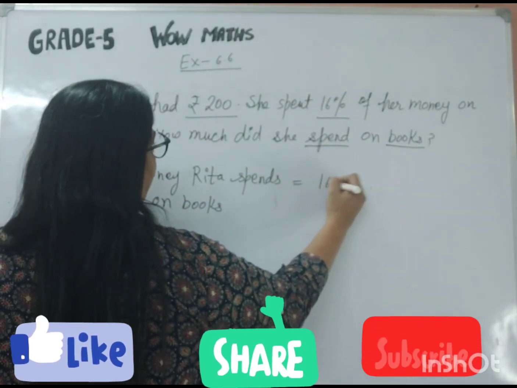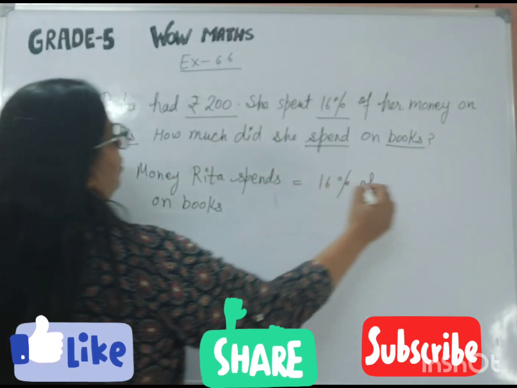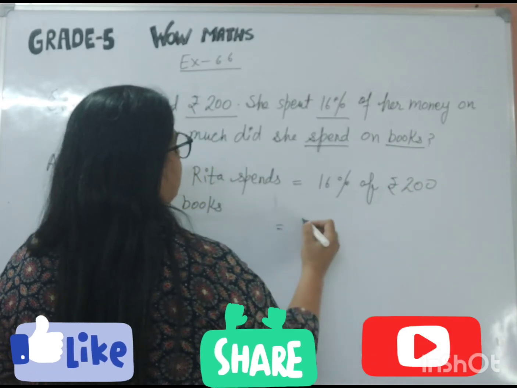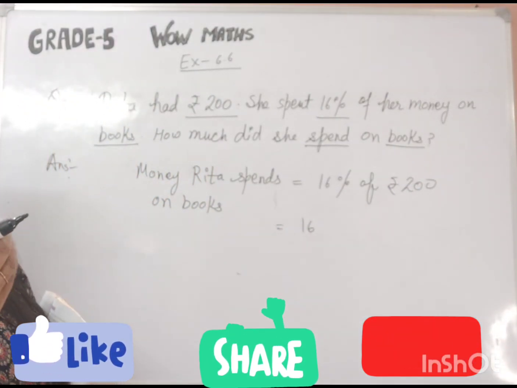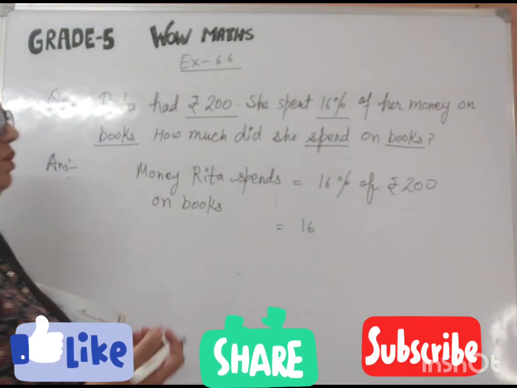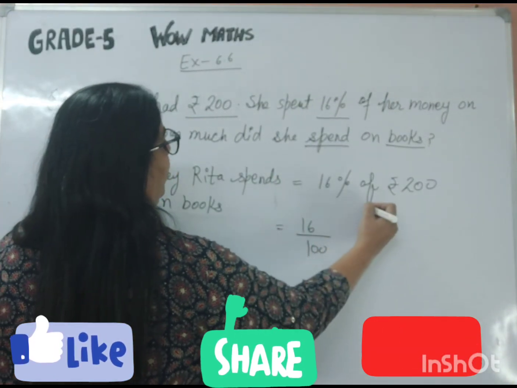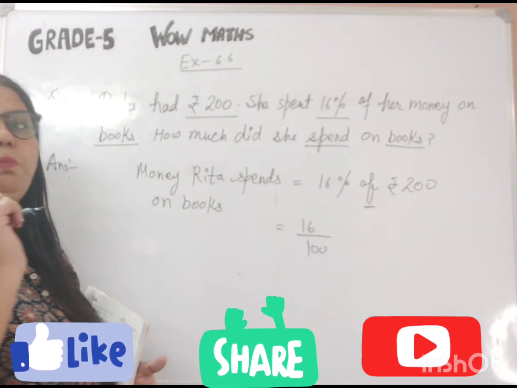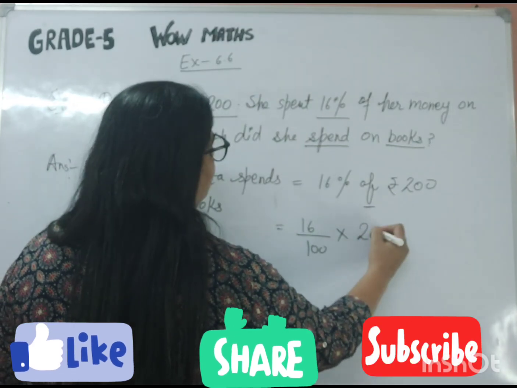So she is spending 16% of rupees 200. Now 16%, a percentage का sign remove करना है. Whenever we want to remove the percentage sign, what we will do? We will divide it with 100. And what do you mean by of? Of means in mathematics it means multiplication. So we will write the sign of multiplication and 200.